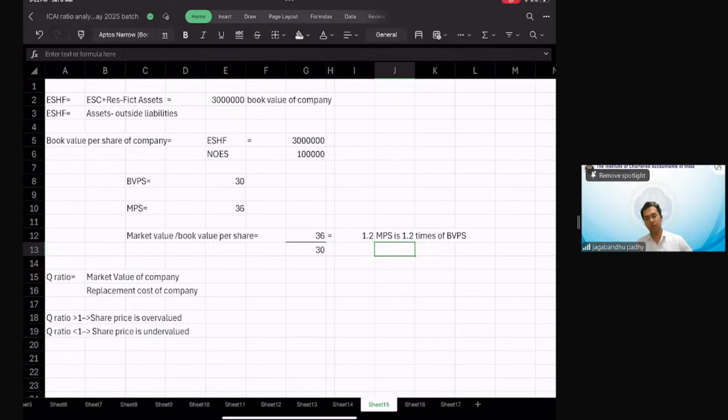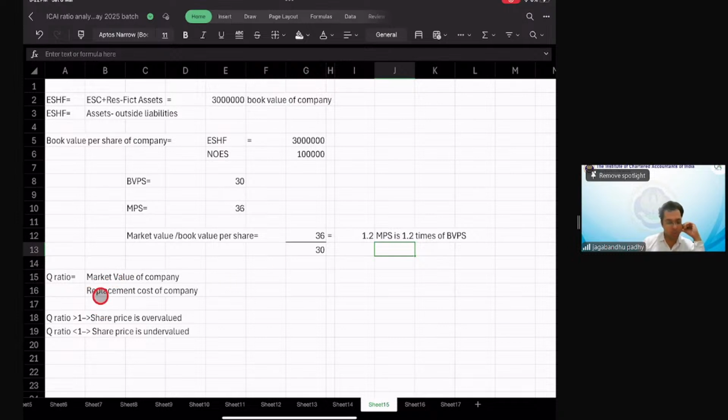Okay, so that's the book value. Now, how do we understand this? If this ratio is higher, market price is also higher relative to the book value of the share. So the higher this ratio, the company is overvalued in the market.